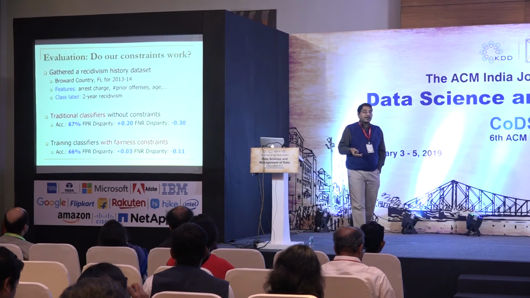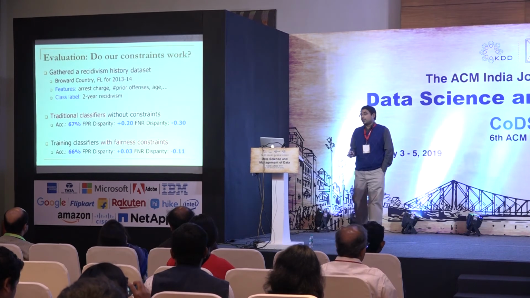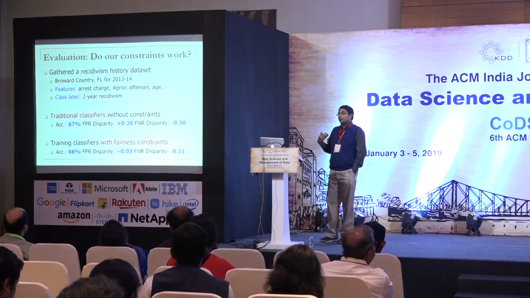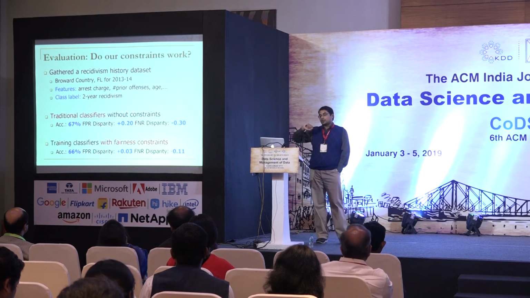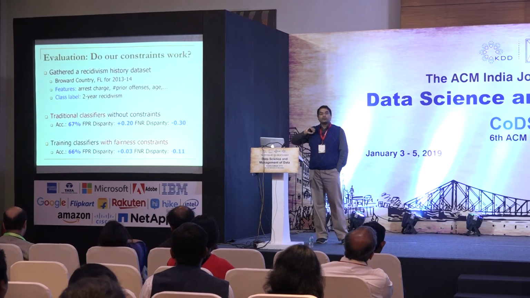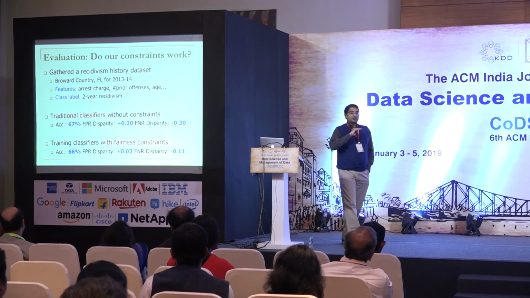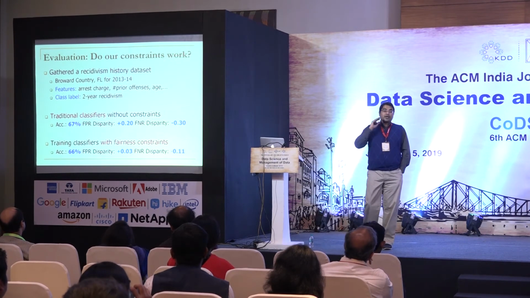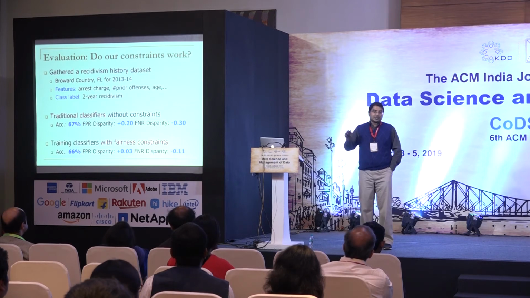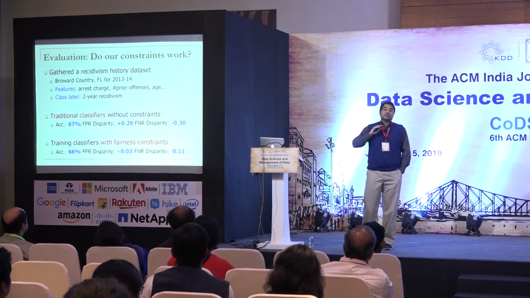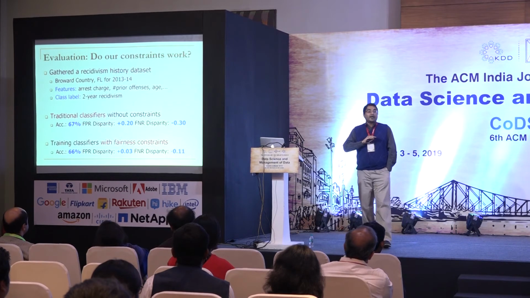Then, we applied our fairness constraints and retrained the classifier. With this, we managed to decrease the disparity in false positive rates from 20 percentage points to 3, and the false negative rate from 30 to 11. Notice that we didn't achieve perfect equality, because there are some very interesting results showing that in certain data sets, achieving perfect equality is actually infeasible.